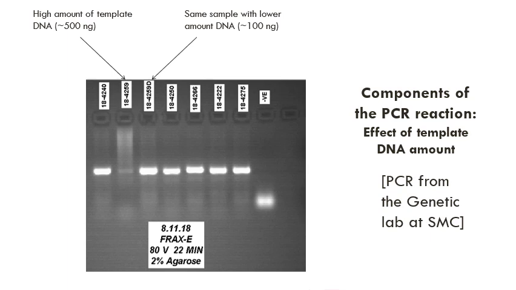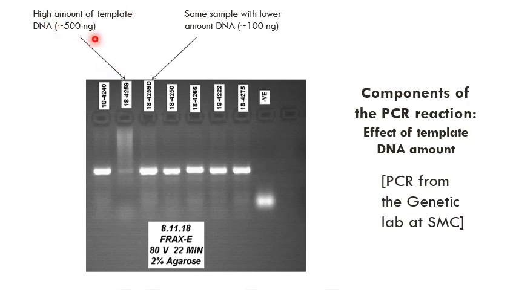So this is a result of one of the reactions. For example, this is a PCR done for the diagnosis of fragile X. You can see here that the gel electrophoresis was run at 80 volt for 22 minutes, and the concentration of the agarose gel is 2%. Here are the wells, and these are the negative controls, and these are the patient samples. For this band, you can see that it looks like a smear, and this is because of the high amount of template DNA.